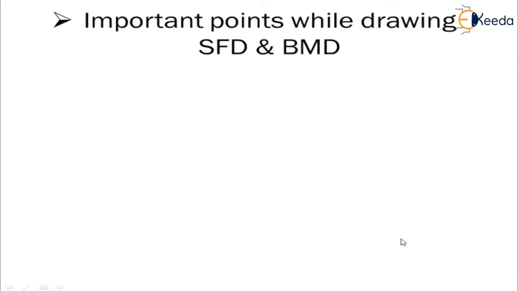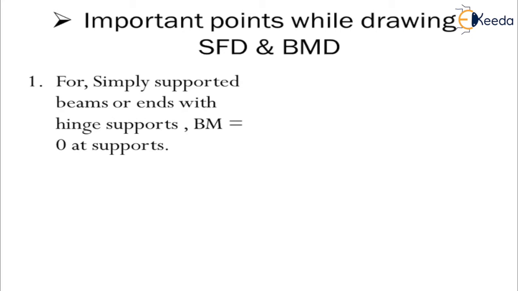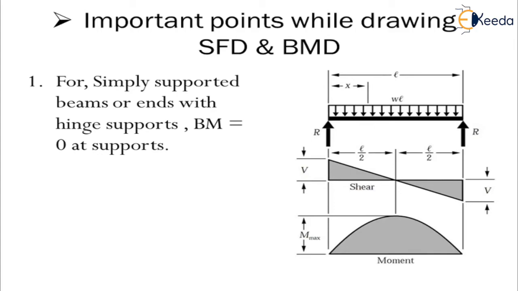Now let us discuss the important points while drawing shear force and bending moment diagram. The very first point is for simply supported beams or beams with hinge support at ends, bending moment at support is 0. Now you can look at this diagram. This is an example of a simply supported beam. You can see the bending moment at end is 0.